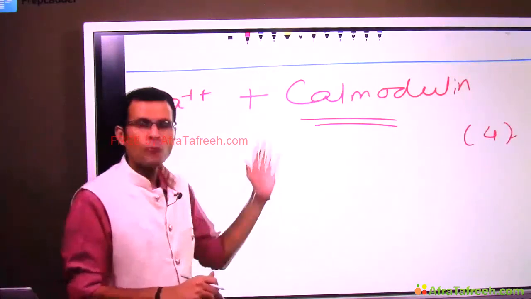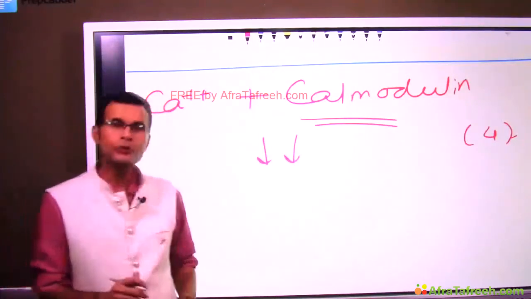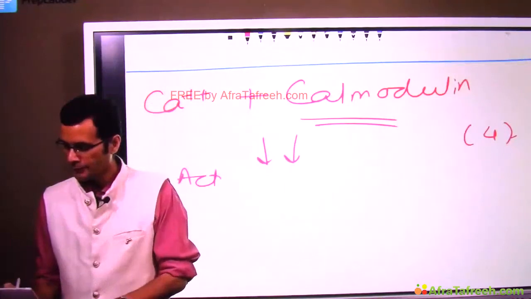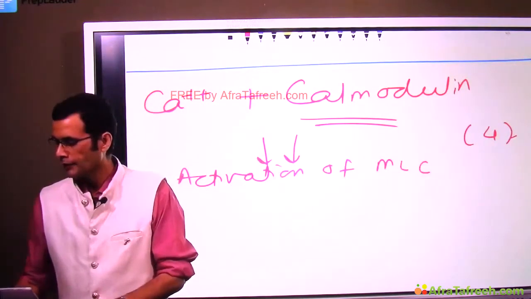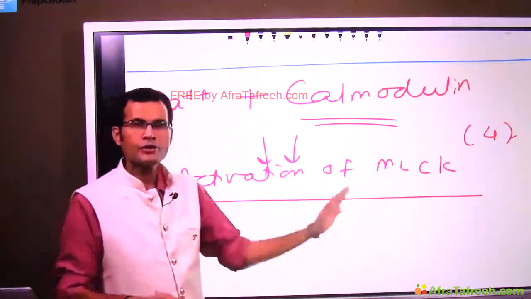And when this combination happens, when calcium combines with calmodulin, there is activation of an enzyme called MLCK, myosin light chain kinase.